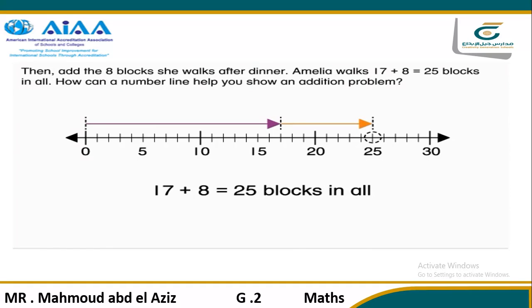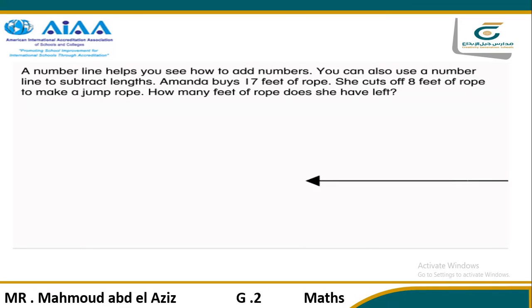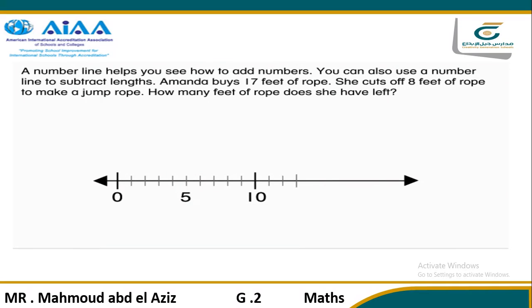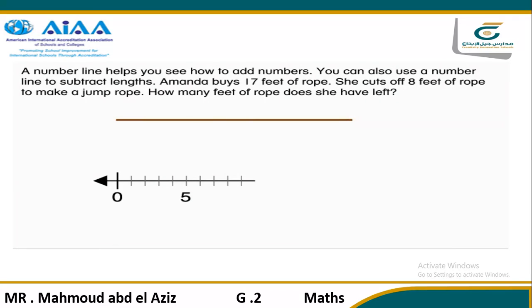How can a number line help you show an addition problem? A number line helps you see how to add numbers. You can also use a number line to subtract lengths. Amanda buys 17 feet of rope. She cuts off 8 feet of rope to make a jump rope. How many feet of rope does she have left?